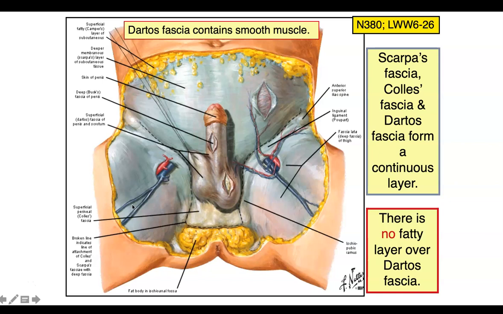Hi everyone, this is Dr. Akhtar again, and this is the second part of my first lecture. So in the second part, I'm going to discuss the perineal structures.